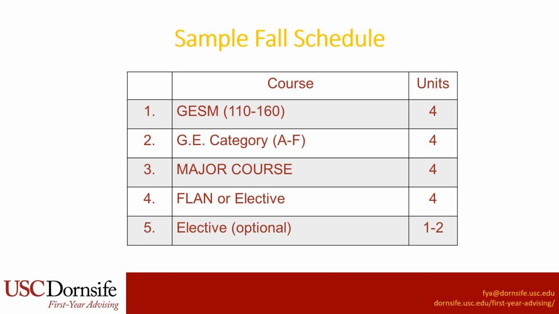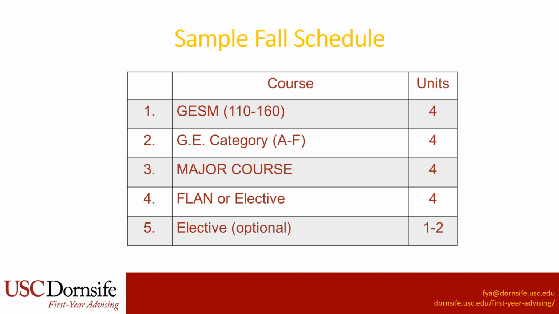And so this is just an example of a sample fall schedule. So we always want to aim for a balanced course load each semester. So you'll take a mix of GE requirements, major requirements, maybe some elective requirements. So for the fall semester, you'll all be registering for a GE seminar. And then one of your other GE classes, a major class, and then if you want to start your foreign language or take an elective, you can definitely do that as well.